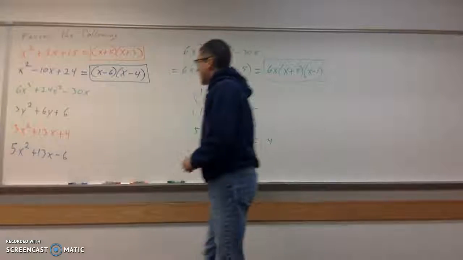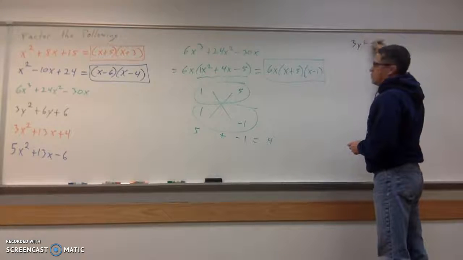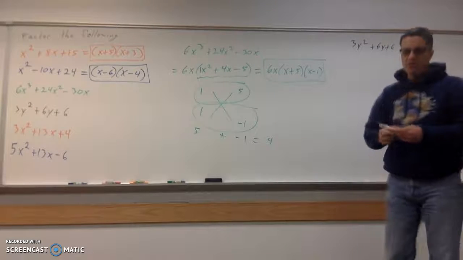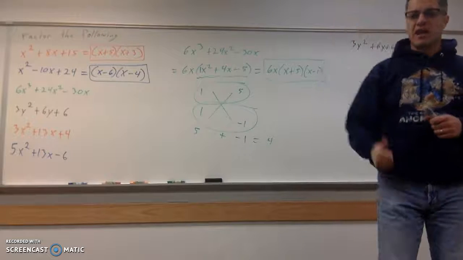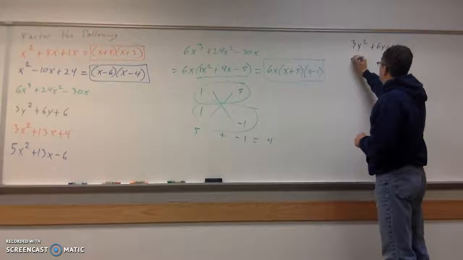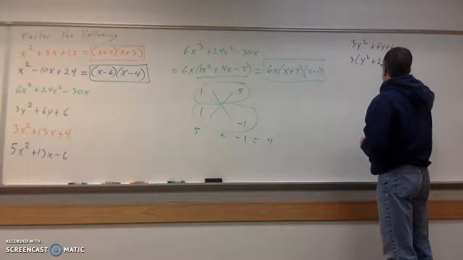Let's try this one in black: 3y squared plus 6y plus 6. It's a trinomial, but first, rule of thumb, greatest common factor. Do you have one? Yeah, 3 is going to come out of it. That gives us y squared plus 2y plus 2.